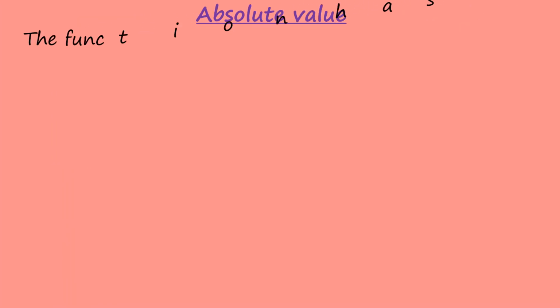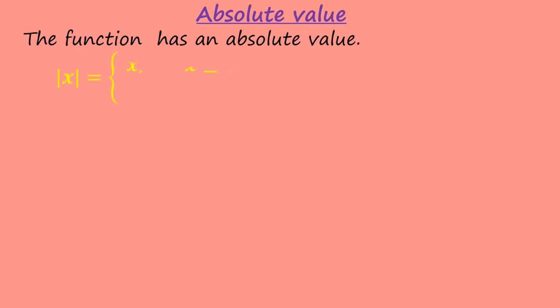Absolute value. The absolute value function is given piecewise in this form, where we have x if x is greater than or equal to 0, and minus x if x is less than 0. Now let's consider this example.